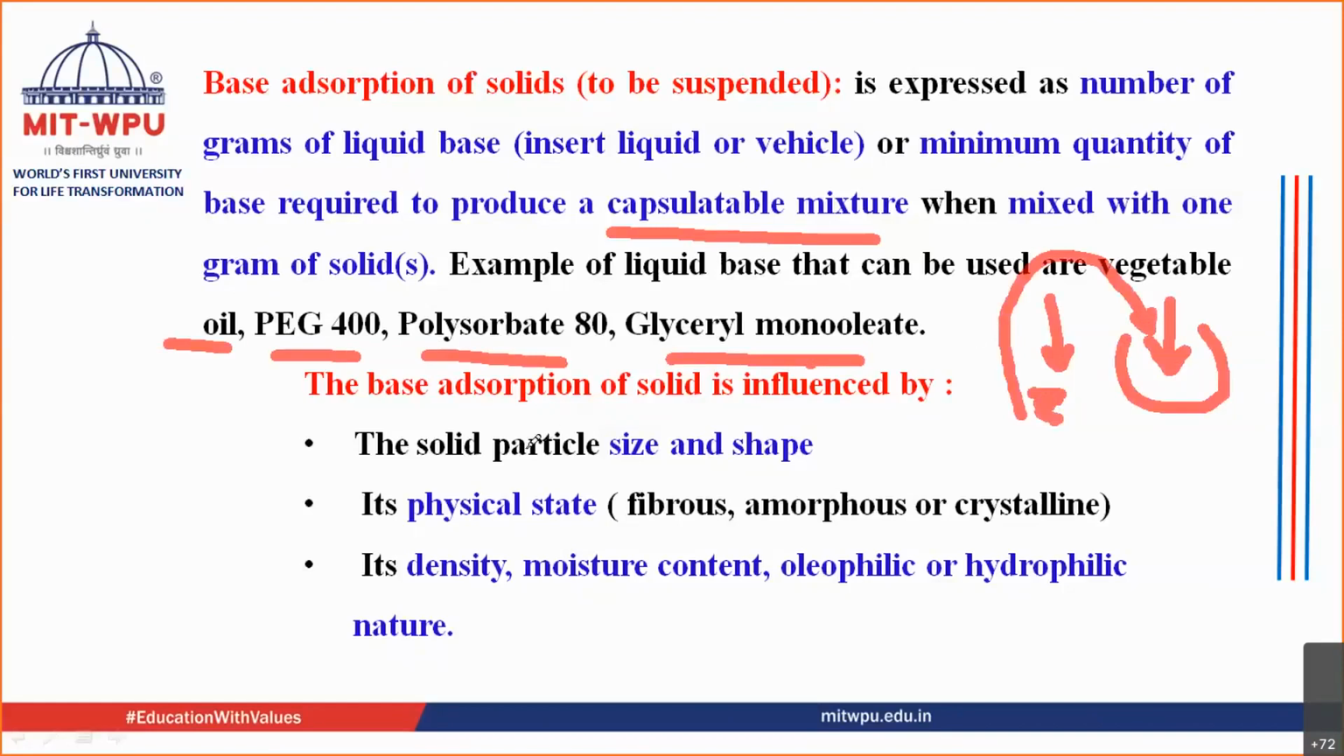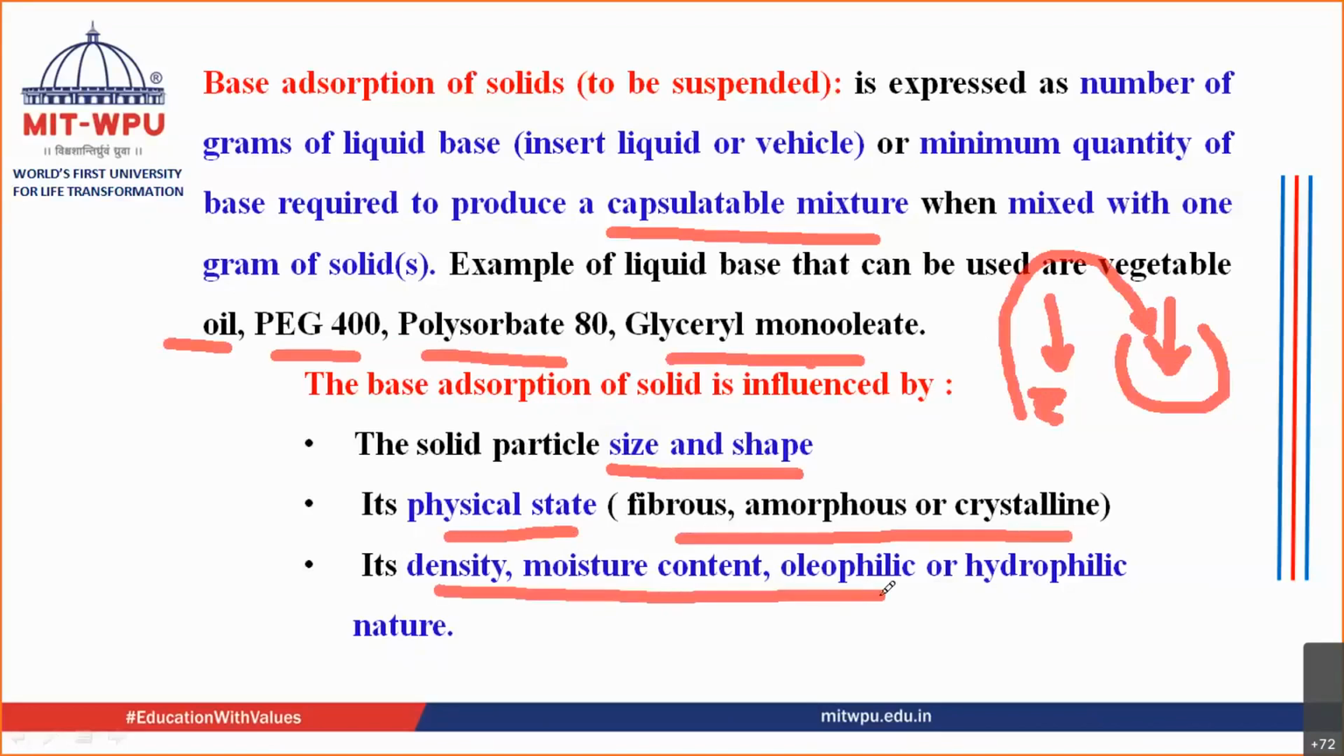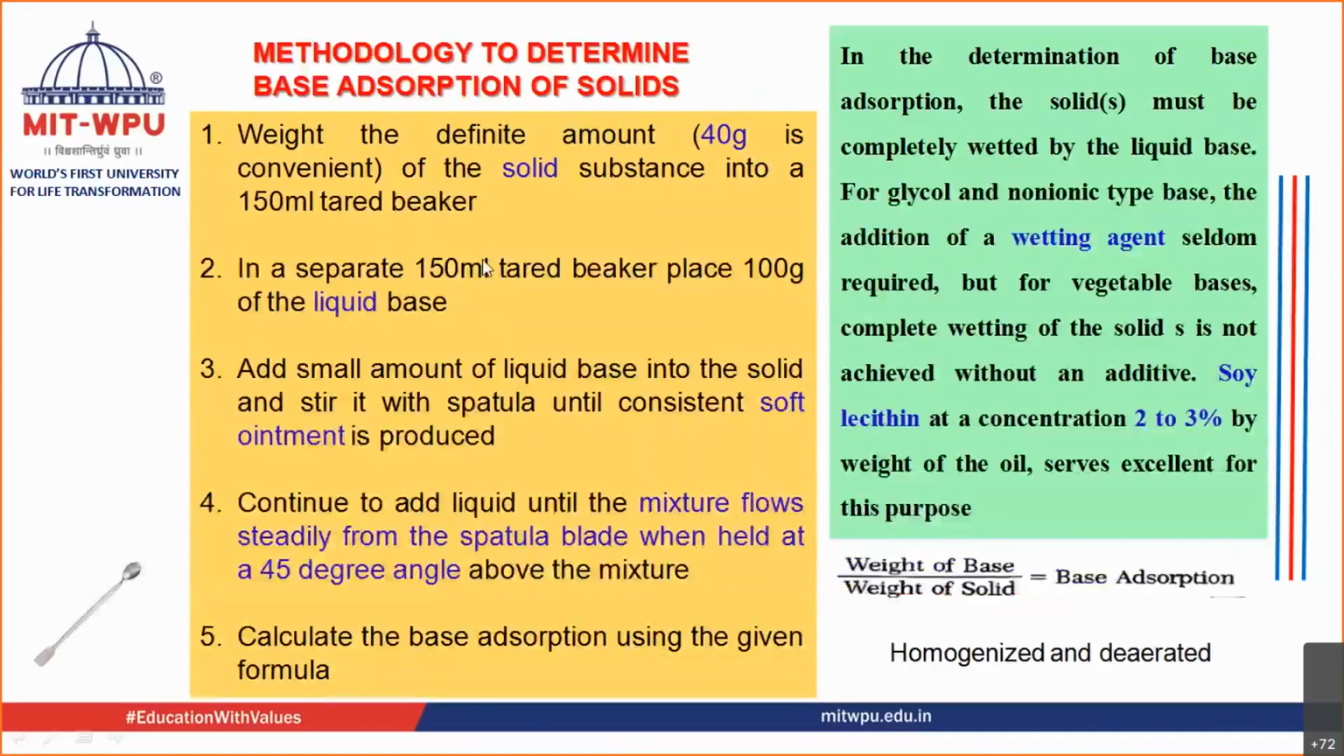Moving ahead, we have seen that the base adsorption of a solid is influenced by size and shape. It is influenced by its physical state, that is fibrous, amorphous, crystalline. It is influenced by density, moisture content, and whether the substance is oleophilic or hydrophilic in nature. Depending upon this, base adsorption is affected. Now we went on to see how you determine this base adsorption.